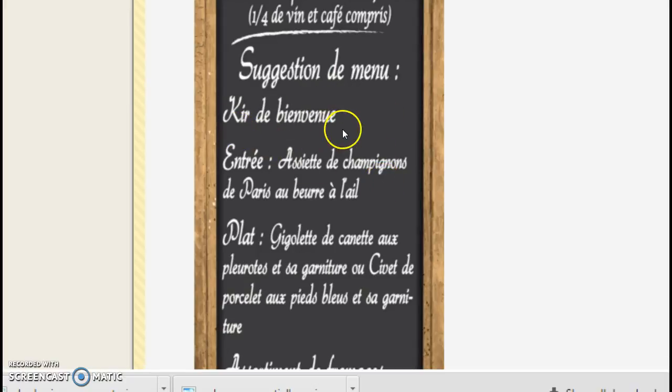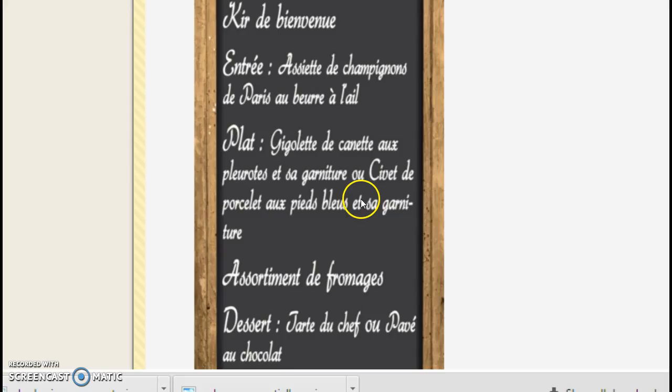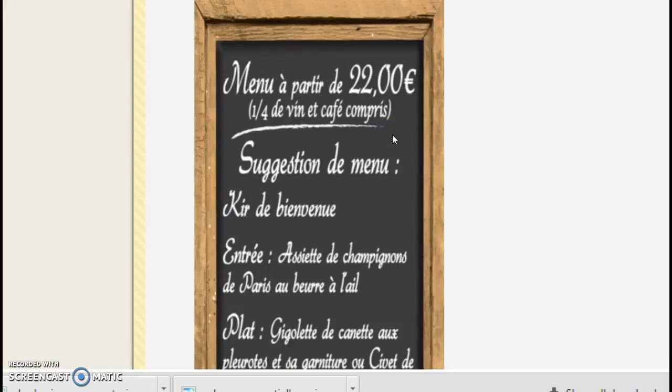Alors, kir de bienvenue. So when you come in, they give you a kir to welcome you. Bienvenue means welcome. Entrée, assiette de champignons. Alors, champignons de Paris are little white mushrooms, okay? And they've been cooked with butter and garlic. You plat, so you don't have a choice, but you're only paying 22 euros and you're getting all that.